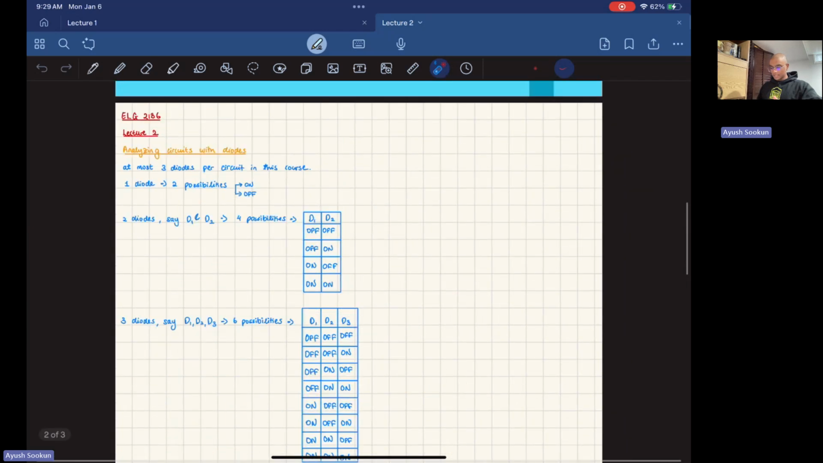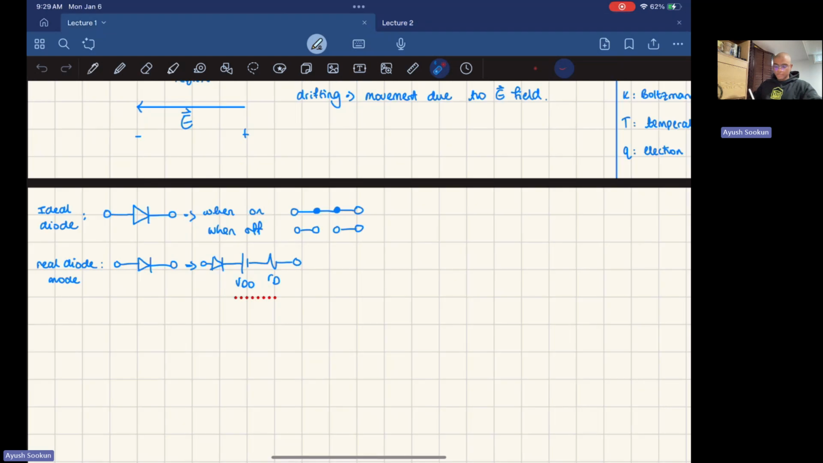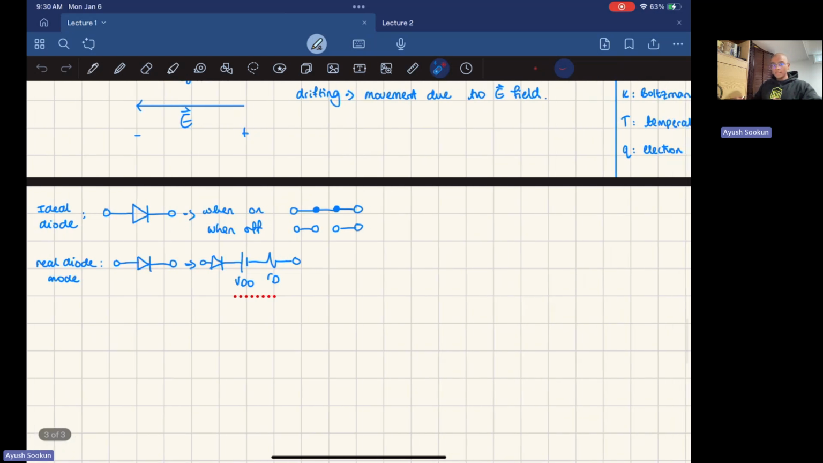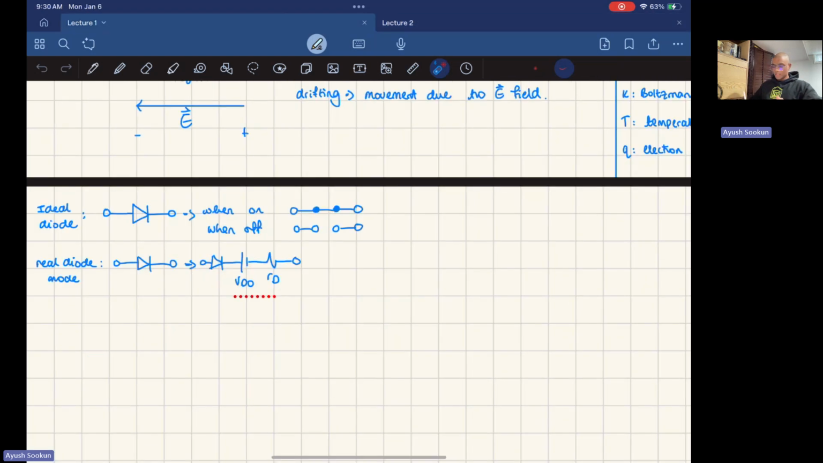Okay, this is an example with two diodes. It says calculate the value of the current I, which is right here. This is current I, if the diodes are ideal. Now, if I go back to the previous lecture, for an ideal diode, this is our model. Okay, this is going to be a short circuit. This is open circuit. For a real diode, we have a small voltage source right here and in series with a resistor. In our case, it says the diodes are ideal, so we're going to use this one.